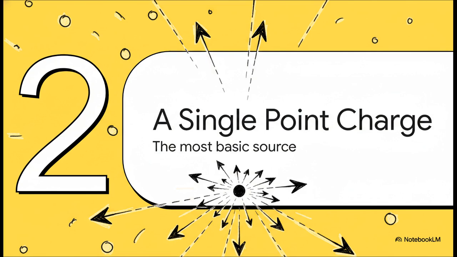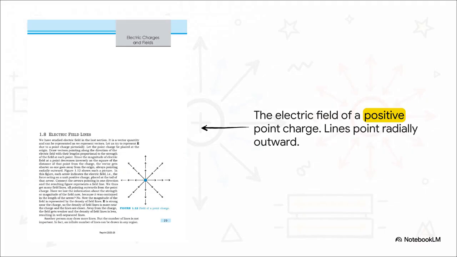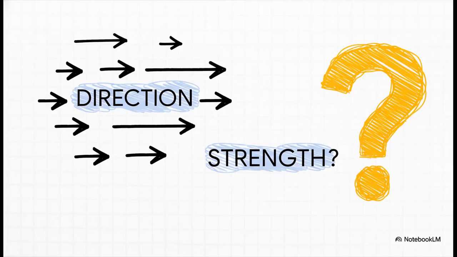To really get a feel for field lines, we've got to start with the most basic thing there is, a single lonely point charge. And there it is. For a positive charge, it's pretty straightforward. The field lines just shoot straight out in every direction. The way to think about this is to imagine you have a tiny, imaginary, positive test charge. It's just a little probe we use in our heads to map things out. If you place that little guy anywhere near the big charge, the arrow on the line shows you exactly which way it's going to get shoved. Straight away.